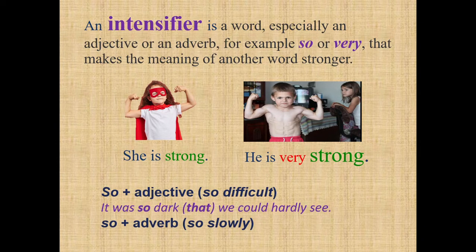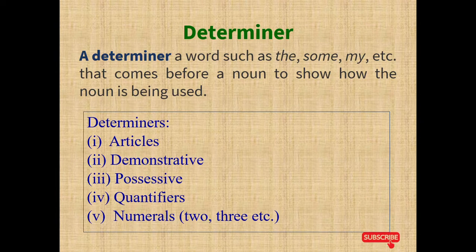We can use so also as intensifier. I have given some structures. So can be used before adjective or adverb. Then let's talk about determiner. A determiner is a word such as the, some, my, etc. that comes before a noun to show how the noun is being used.